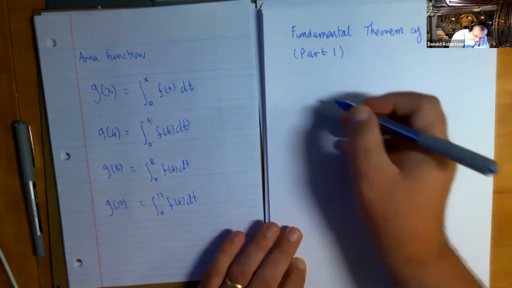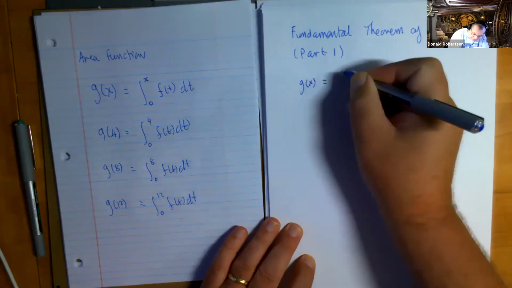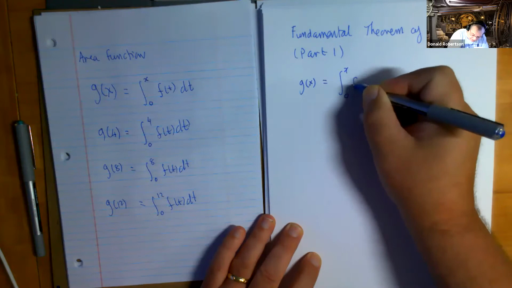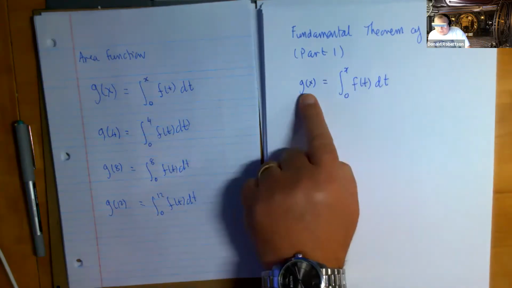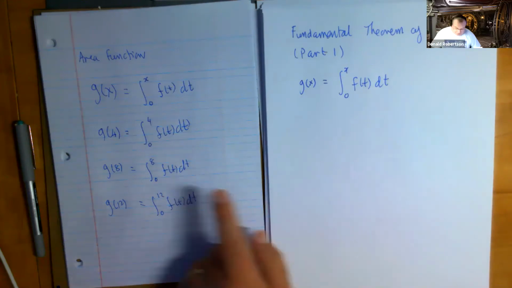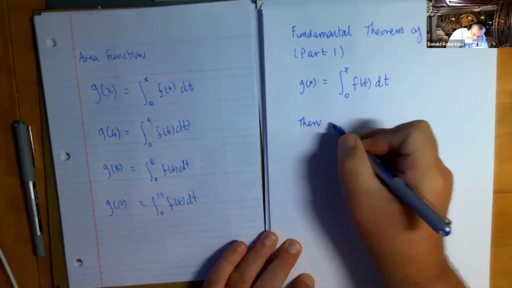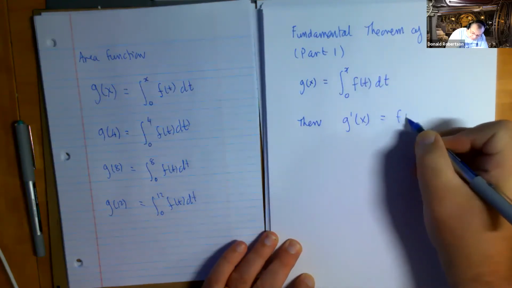Well, he says, suppose you have an area function, g of x, and it's equal to the integral from 0 to x of f of t dt. So suppose g of x is the area function, just like we did here. Then it says, then the derivative of the area function is f of x.